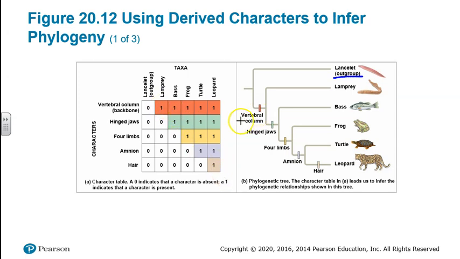You know how it's like, okay, well the vertebral column came first, and so everything after that. Only the lamprey has that trait. The bass also has hinged jaws, so there's the next trait. The frog has 4 limbs, but everything after the frog also has 4 limbs. You following me? And then amnion, which is how you develop an amniotic sac, and then hair, which is the leopard. And so if I ask you to graph something like this, you do want to build a tree.